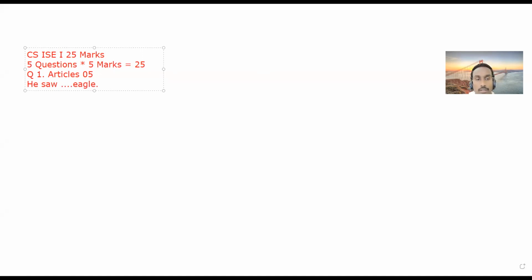Here you are not going to get any options like a, an, the, or no article, because previously when you attempted unit test one, it was MCQ, so you were choosing a, an or the. But right now you have to write the answer, you have to fill in the blank. So what will come here in place of the blank? An eagle. So you are going to write the answer in a full sentence, in full words. Nobody is going to write only an; if you mention only an, you are not going to get marks. You are supposed to write the answer in full sentences.